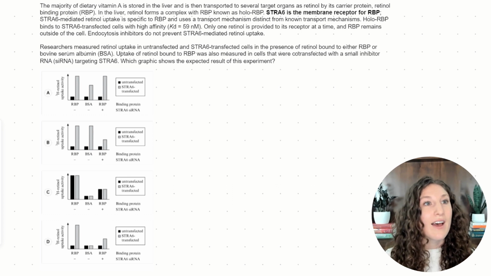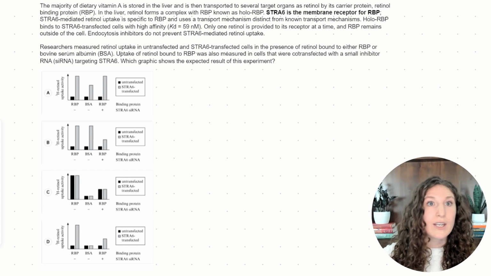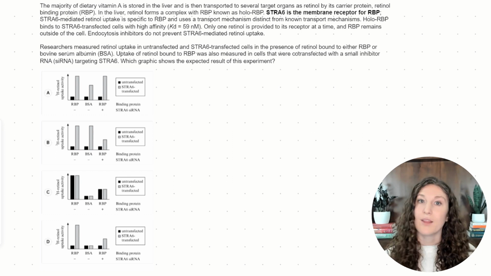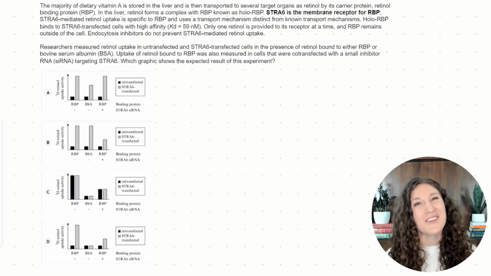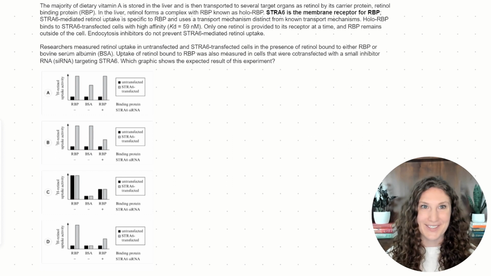It says the majority of dietary vitamin A is stored in the liver and then is transported to the organs as retinol by its carrier protein, retinol binding protein, or RBP. This is very typical of the MCAT, for them to give you some background information before introducing us to the testable information later in the passage. They're now telling us that the retinol forms a complex with RBP known as holo-RBP. By the way, holo as a prefix for enzymes and proteins usually means active form of. So holo-RBP is actively doing its job of carrying the retinol.